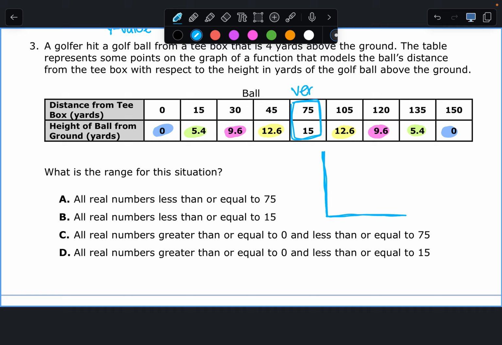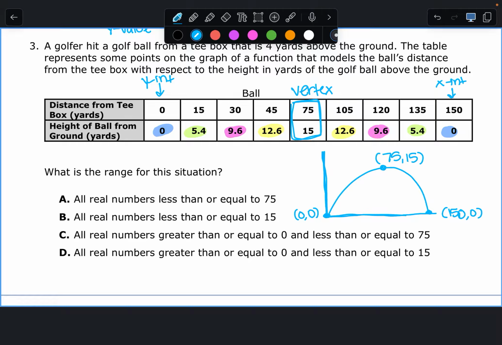Here's my vertex. So the 0, 0 is my y-intercept. The 150, 0 is my x-intercept. It's where the ball lands. You hit a golf ball. Label those 3 points. 0, 0. 150, 0. And your vertex is 75, 15.